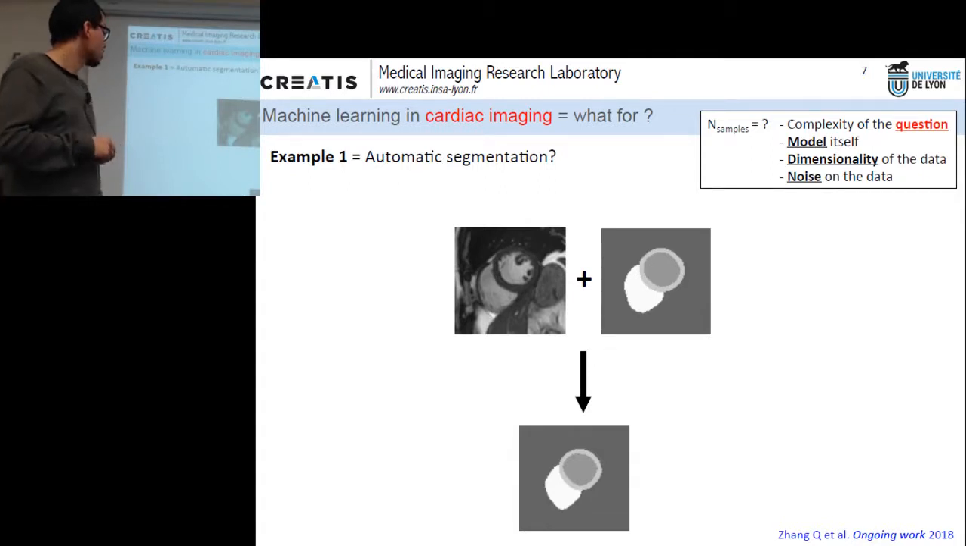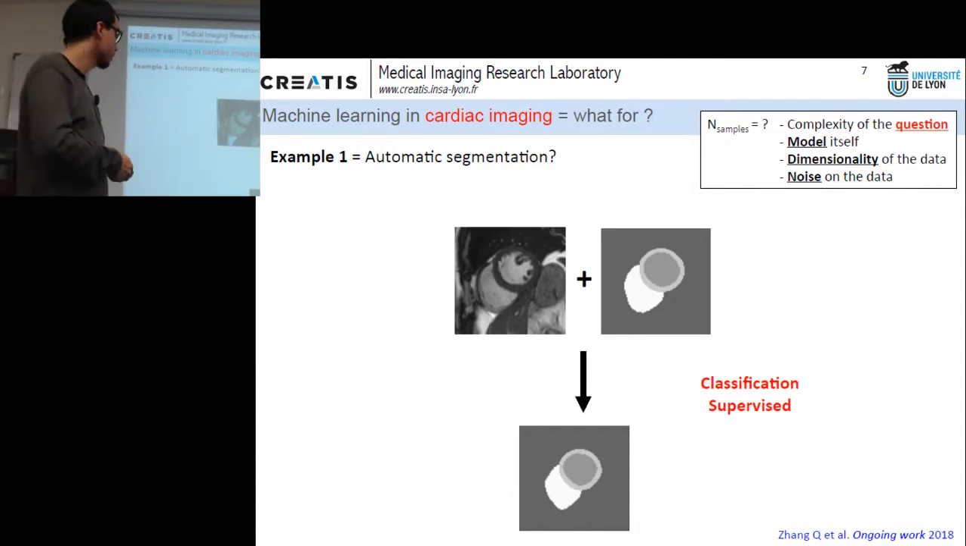Automatic segmentation. In the training set, you have images and segmentations, and you want to predict the segmentation for new images. So what do you think? Is it supervised, unsupervised? It's supervised, and what's the goal here? Is it regression, classification? Classification, that's it. You want to predict labels for the pixels.